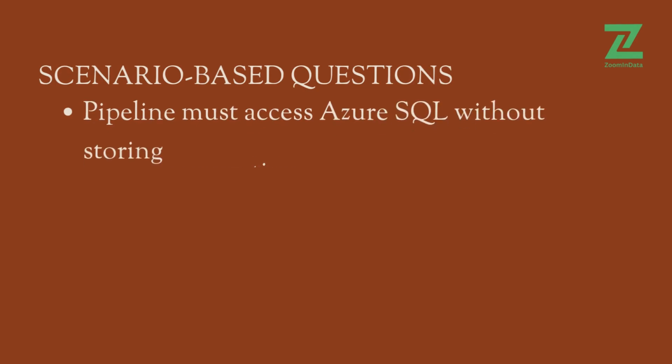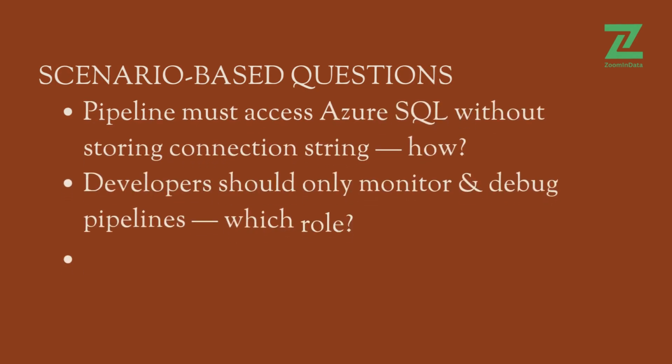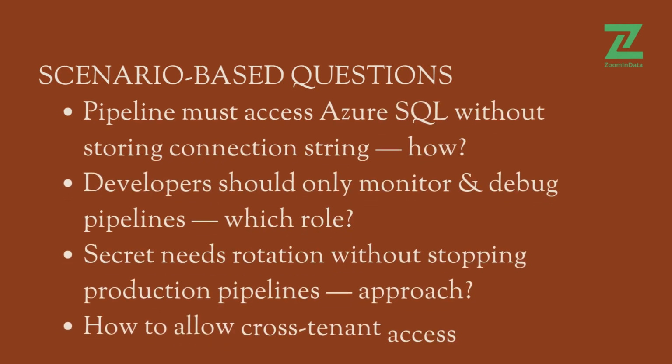Now consider these scenario-based questions. For instance, how would you allow a pipeline to access Azure SQL database without exposing the connection string? Or, how can you rotate a secret in production without downtime?